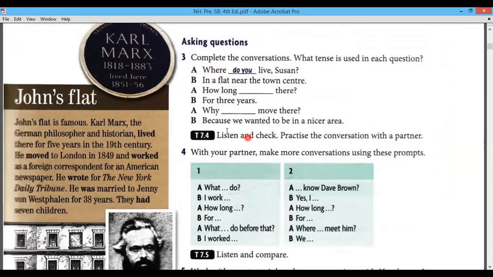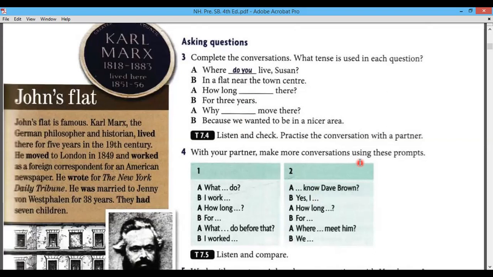Can you try to do this one? You can pause for 2 minutes. Please do this one now. Now you can check the answer with me. Listen, everyone. Here we go.